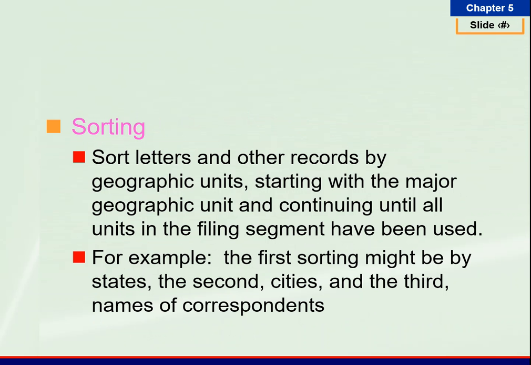Next one is sorting. You need to sort letters and other records by geographic units, starting with the major geographic unit and continuing until all units in the filing segments have been used. For example, the first sort might be by states, the second by cities, and the third by the name of the correspondent.